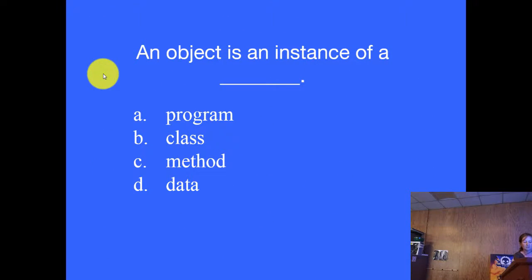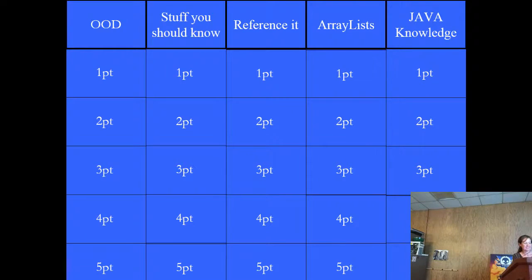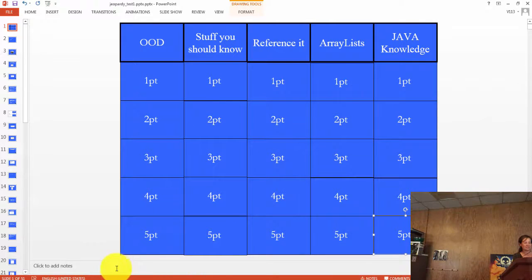All right. An object is an instance of a... Class? It is a class. Yes. So I'm going to say, if we don't get the 1-pointers, we're in trouble. Remember, we make our classes, and then we make instances of our classes.